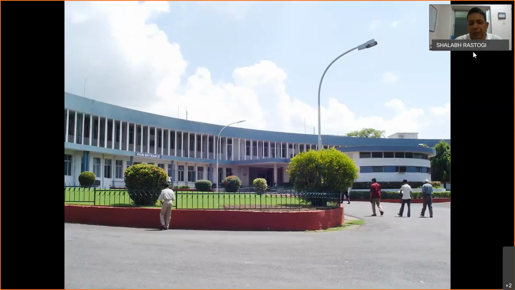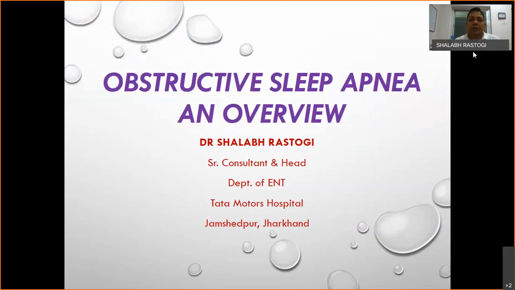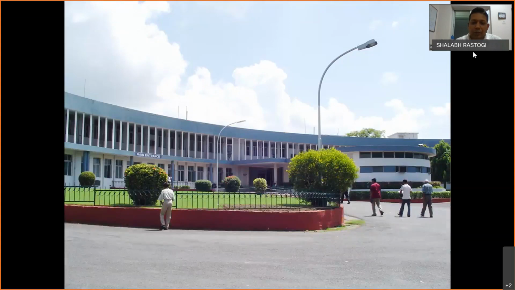So today's topic is obstructive sleep apnea. I'll try to touch each and every aspect of it, not going into too much detail, but trying to give you a perspective view of obstructive sleep apnea. This is my hospital from Jamshedpur. It's a 404 bedded hospital, which is accredited for DNB teaching.